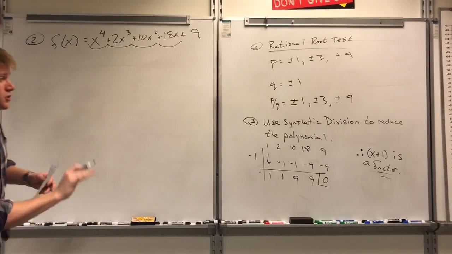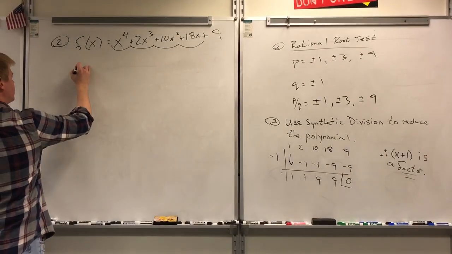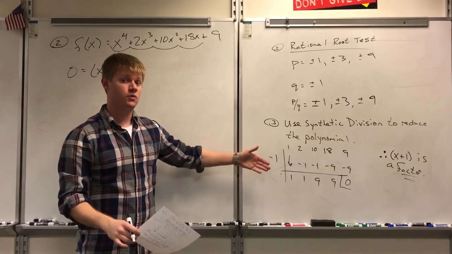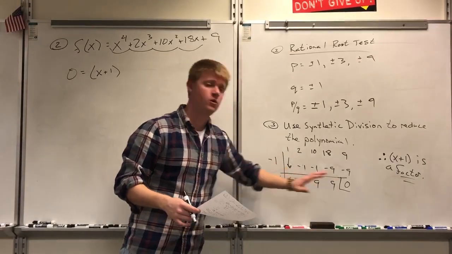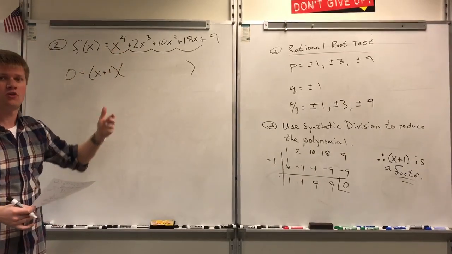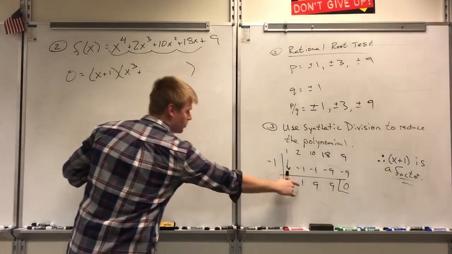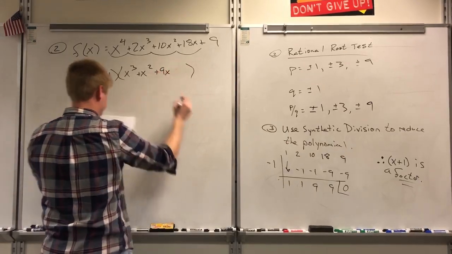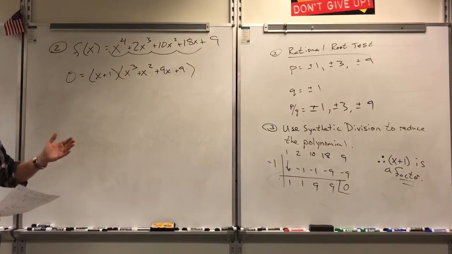Okay. So remember, and I'm going to leave this here for reference, I can take out a factor of x plus 1 because -1 was going to be one of my solutions. I know that now. And what I do is I write, remember, these are the coefficients of the new polynomial with the degrees decreased by 1. So that becomes 1x cubed plus 1x squared plus 9x plus 9.